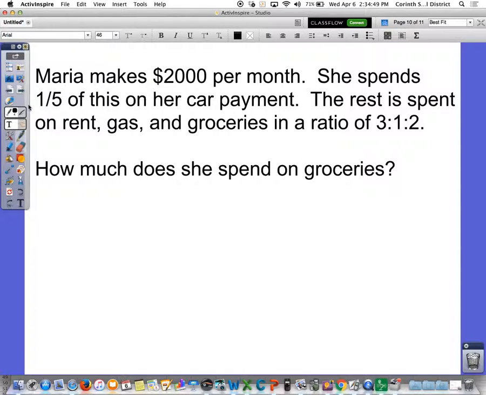Maria makes $2,000 per month. She spends 1/5 of this on her car payment. The rest is spent on rent, gas, and groceries in a ratio of 3 to 1 to 2. How much does she spend on groceries? So she makes $2,000 per month. She spends 1/5 of this on her car payment. So 2,000 times 1/5. So she spends $400 on her car payment.